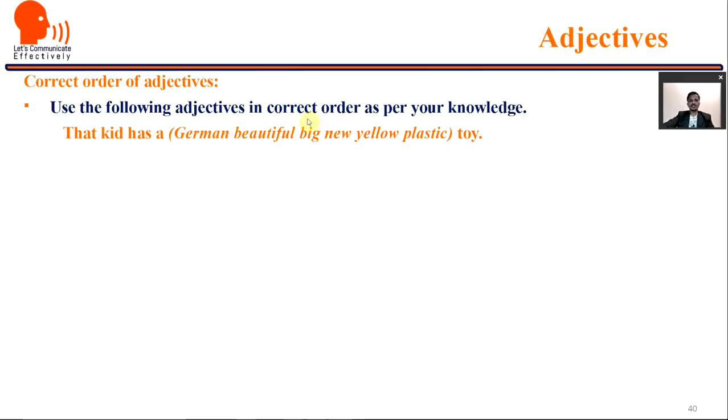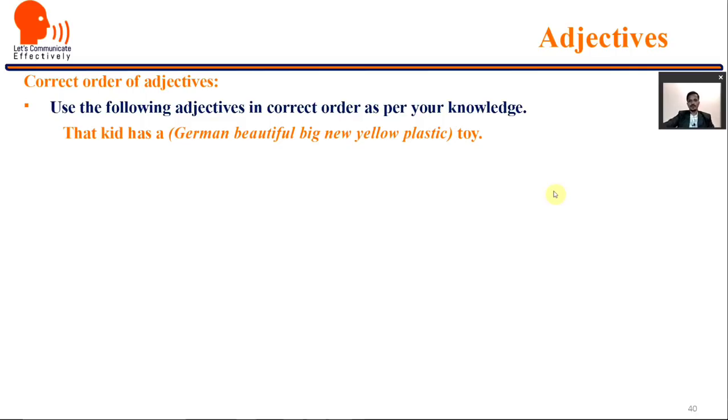Use the following adjectives in correct order as per your knowledge. Whatever you know, simply put them in a proper order. Like, that kid has a German beautiful big new yellow plastic toy. So all these adjectives describe the noun toy. Use them in a proper sequence.